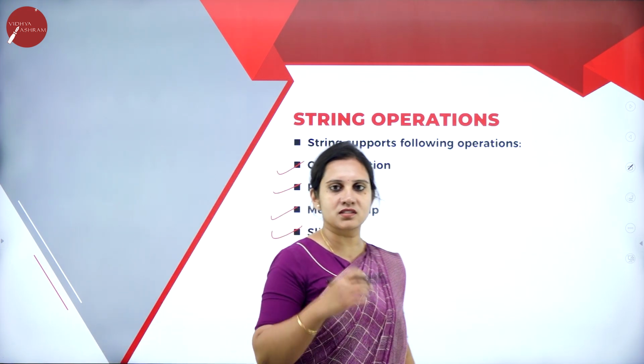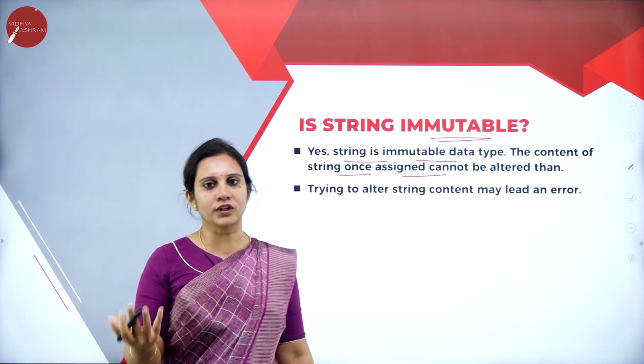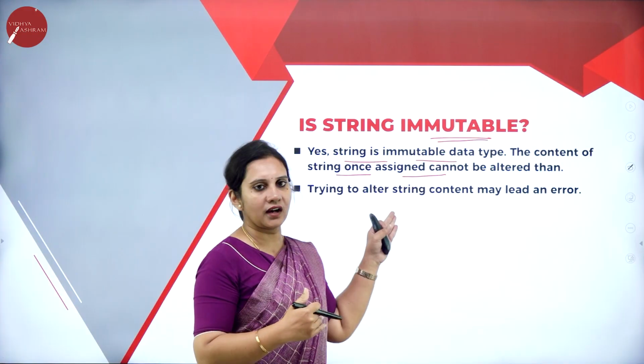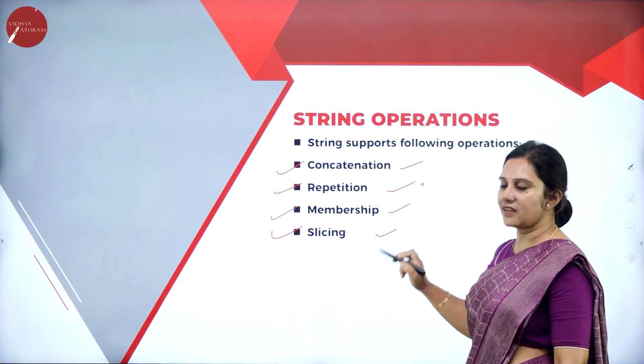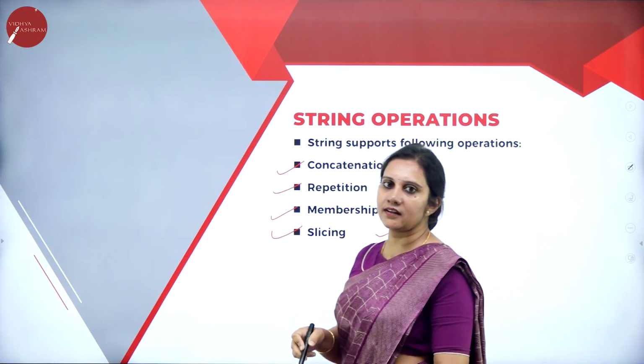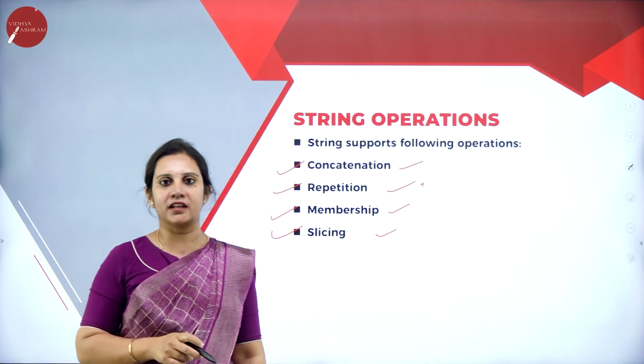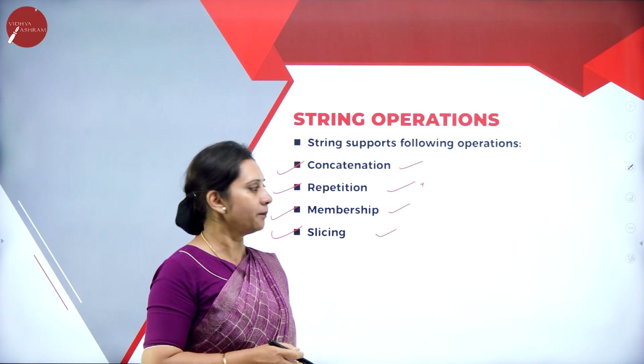I repeated some of the string operations. Mutable means which can be altered after the content is assigned also. Slicing. So what is concatenation, what is repetition, membership and slicing? Let us see in the upcoming slides one by one.